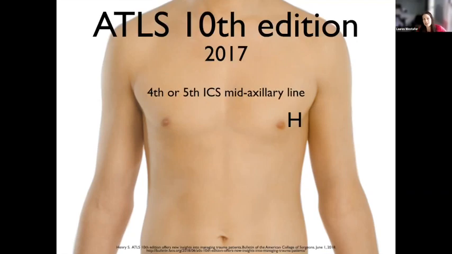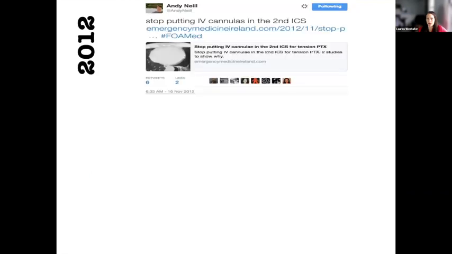In 2017, the ATLS 10th edition said 4th or 5th intercostal space, mid-axillary line, or H. And this is after years of knowing that this is probably going to be the place where it works the most. So in 2012, I saw this tweet. It said, stop putting IV cannulas in the second intercostal space. It linked to some studies showing that it's more likely to fail in that place.